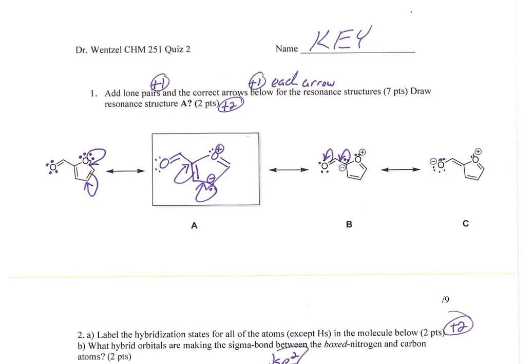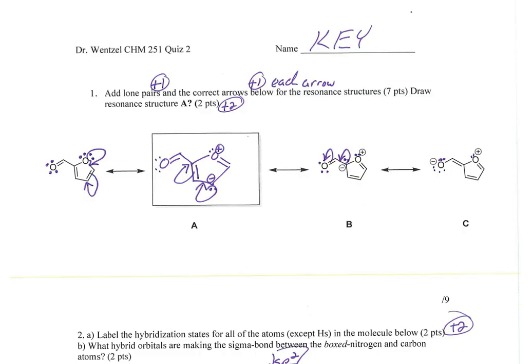All right, quiz 2. We had trouble with this one. First thing, make sure you're adding lone pairs to all these things. If you see a carbon with a negative charge, a carbanion, that has a lone pair, so make sure you add that lone pair in. This is very similar to the last workshop, the resonance workshop.